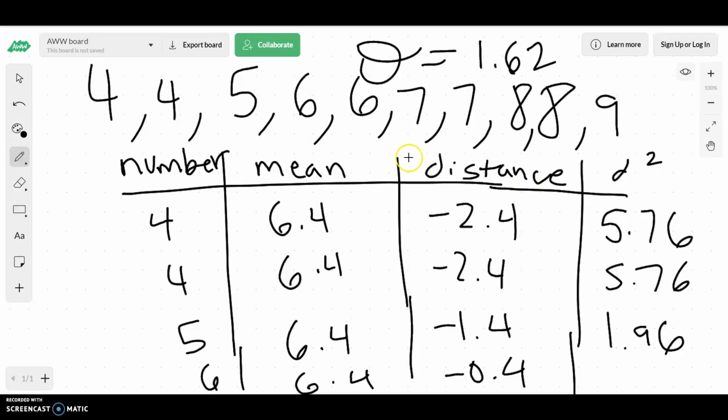Now you can see that this calculation by hand takes a long time. So in the second video, I'm going to show you how you do this on a calculator really quickly.